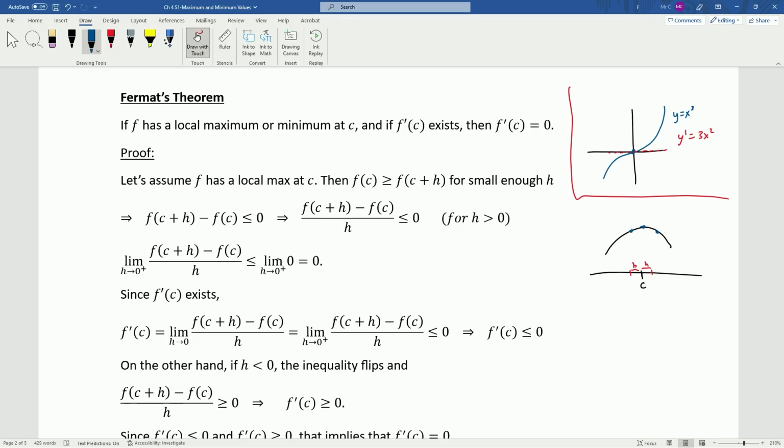Since we know the derivative exists, it's been given that the derivative exists, that means the left-hand limit is the same as the right-hand limit. Let me rephrase that. This limit is less than or equal to 0, right? Because this thing is negative. And since this is less than or equal to 0, that says that f prime of c is less than or equal to 0.